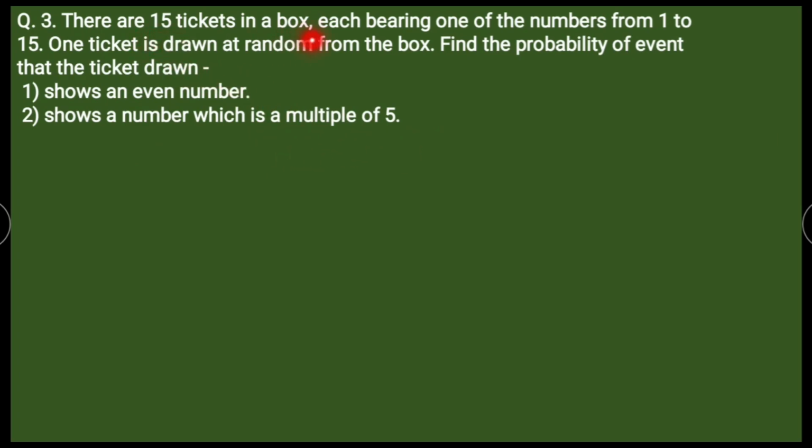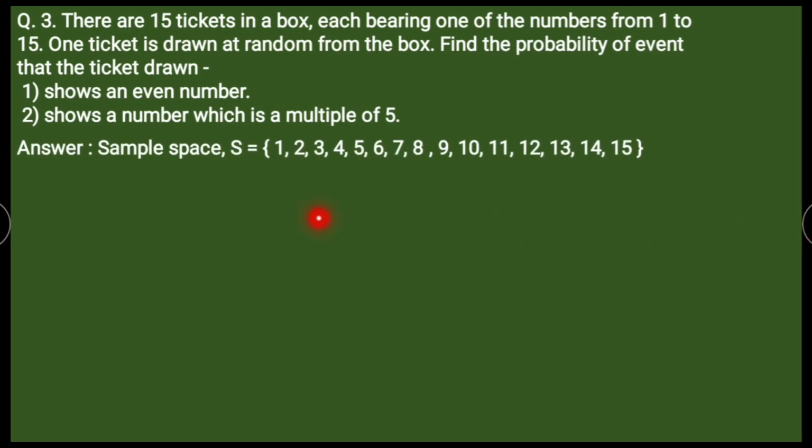So there are 15 tickets in a box. So we write here the sample space, and write the numbers for our convenience. So the sample space S contains 1, 2, 3, 4, 5, 6, 7, 8, 9, 10, 11, 12, 13, 14, 15, numbers on the tickets. So see here, n(S) is 15.